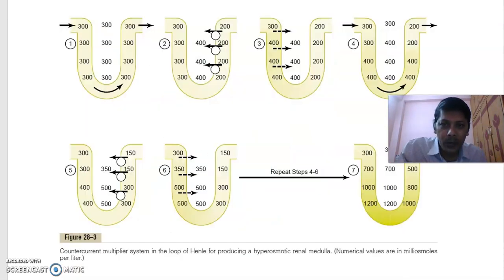But look at the first condition. Whenever the juxtamedullary nephron first starts working, the osmolarity in the interstitial fluid as well as in the filtrate is 300. This is a hypothetical condition. Imagine so. Then what is happening?